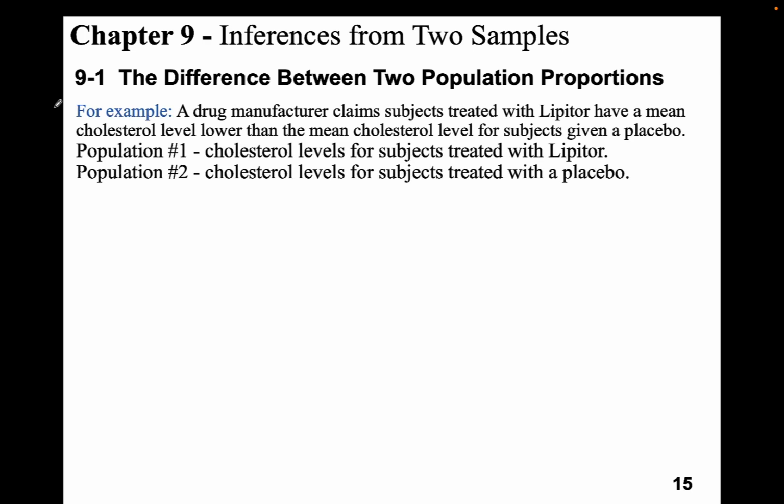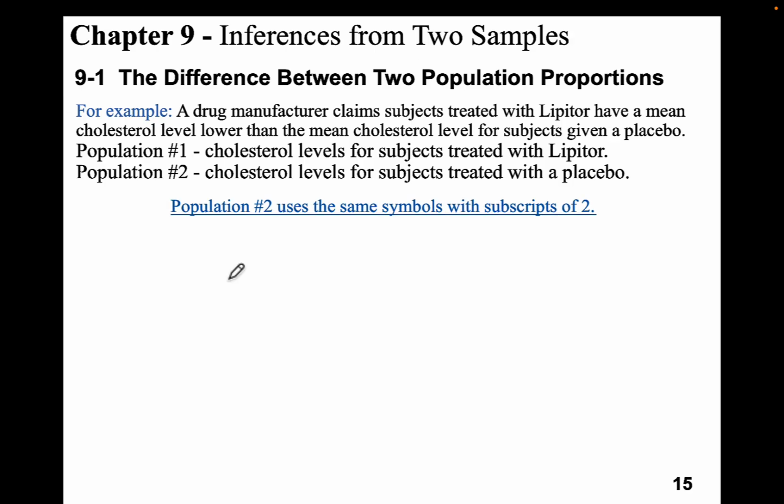A drug manufacturer claims that subjects treated with Lipitor have a mean cholesterol level lower than the mean cholesterol level for subjects given a placebo. That situation we can divide into two populations. Population number 1 would be the cholesterol levels for the subjects treated with Lipitor, and then population 2 would be the cholesterol levels for the subjects treated with a placebo. So we're going to compare those populations.